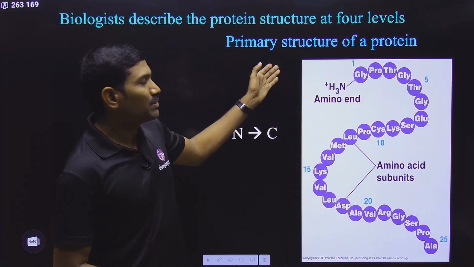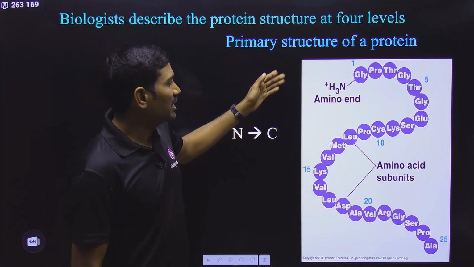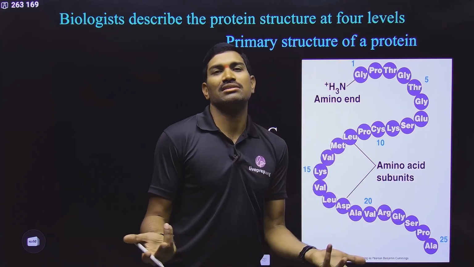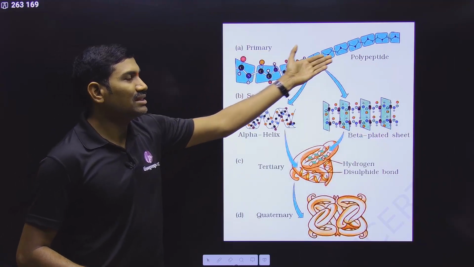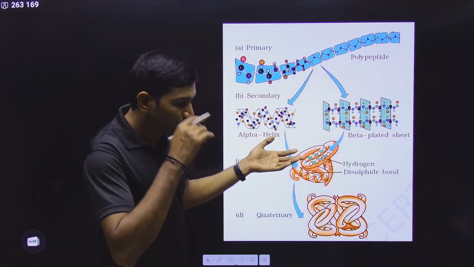So simply, what is the primary structure? It is the sequence of amino acids from N terminus to C terminus. That's it. It is called the primary structure. But this primary structure is not always present as a linear one. It has different foldings and so on.